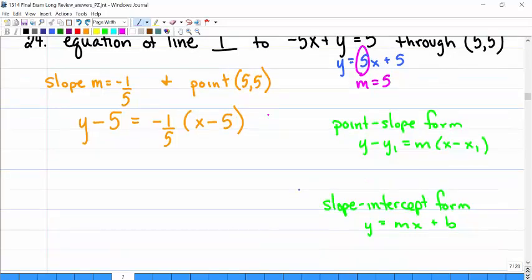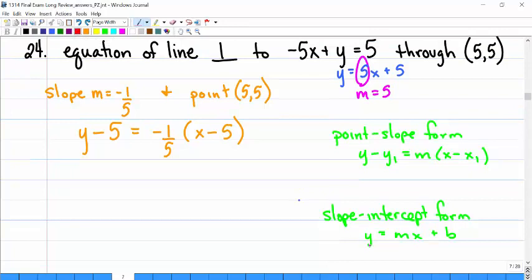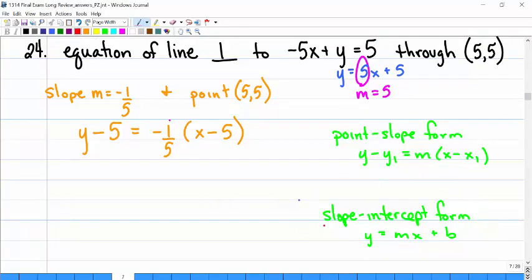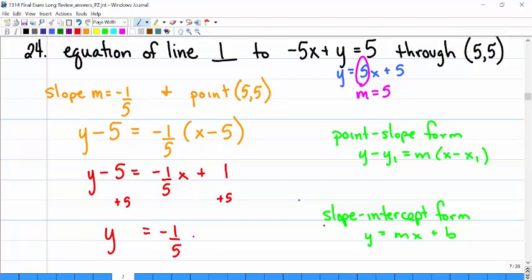Okay, if I wanted to convert this to a different form, say slope-intercept form, so now I want y equals mx plus b form, I would need to distribute. So I would have y minus 5 equals -1/5 x plus 1. Then I would need to add 5 to both sides and get y equals -1/5 x plus 6.